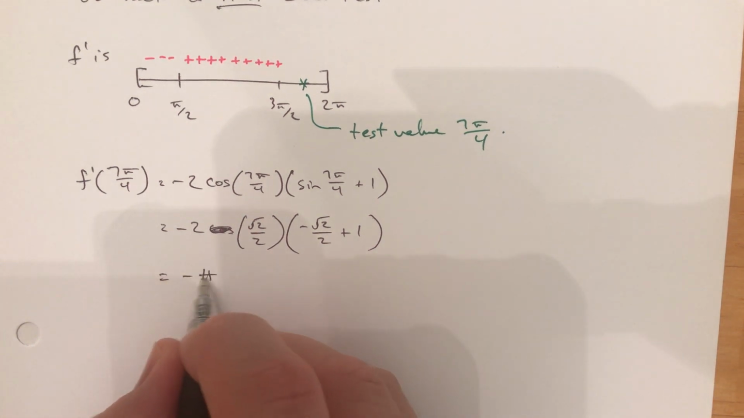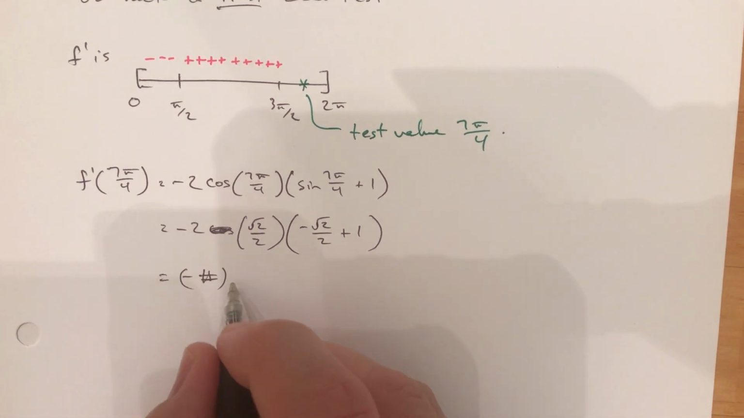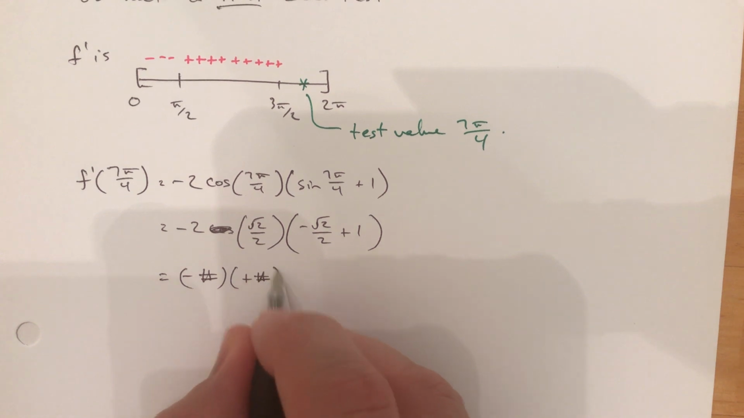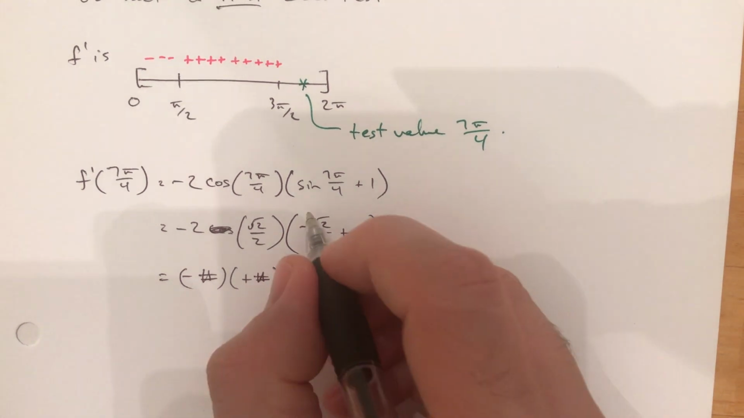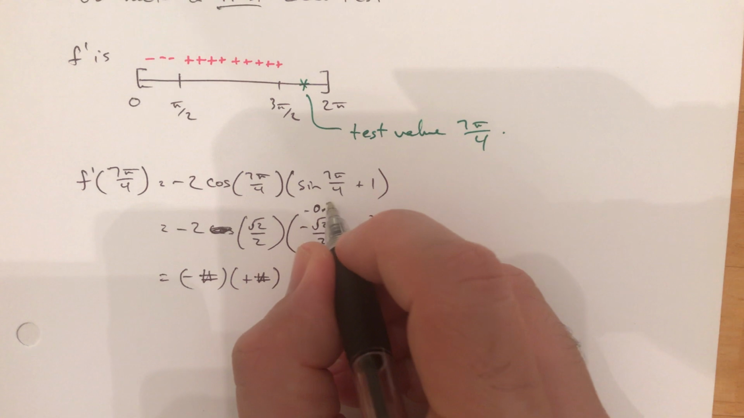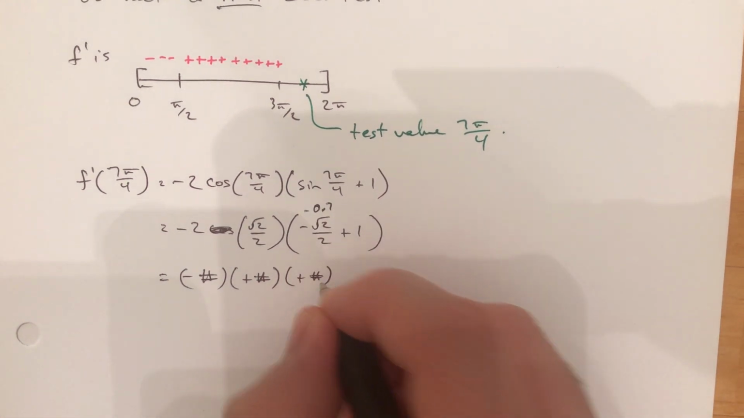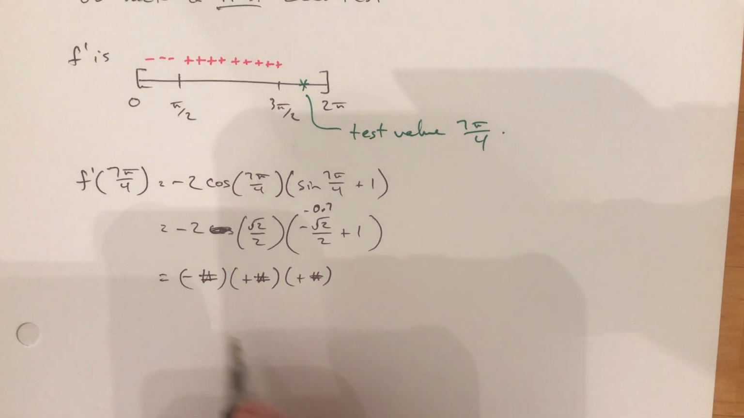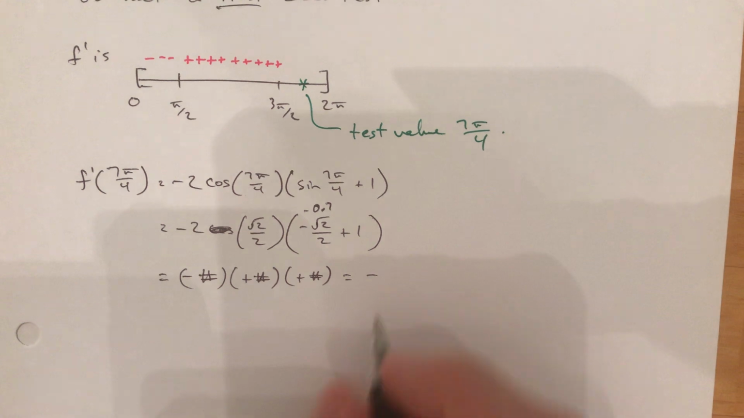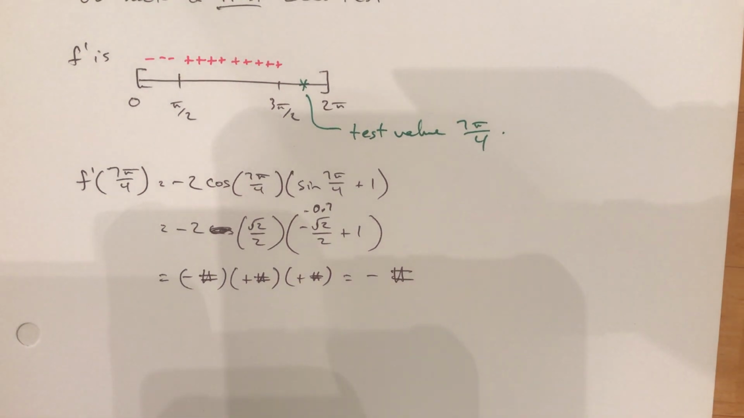That is a negative number, negative 2, times a positive number. And square root of 2 over 2 is about 0.7. And if we add 1 to that, of course, we're going to get a positive value. And so negative times positive is a negative number. I don't care what that negative number is. I just need to know that it is negative.